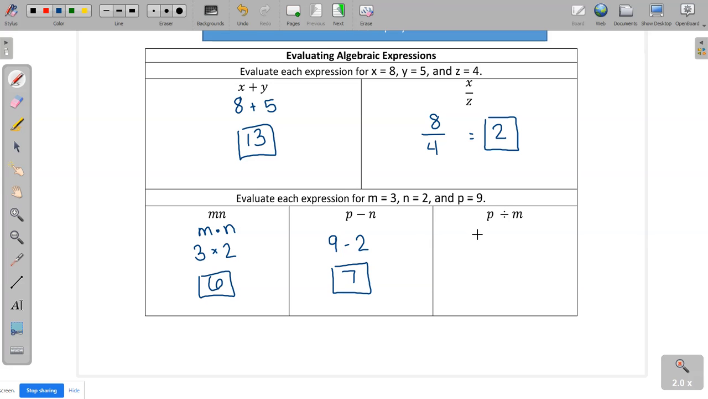The last one here, p divided by n. P is 9. We're dividing by n, which is 3. 9 divided by 3 is 3.